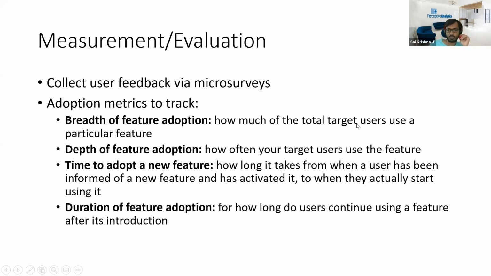Okay. And certain other adoption metrics to track: breadth of feature adoption, that is how much of the total target users use a particular feature. Depth, which basically is how often the users use a feature. Then time to adopt a new feature, that is how long it takes from when the user has been informed to when they actually start using it. And then the duration of the adoption: for how long do customers continue to use the feature after the introduction.